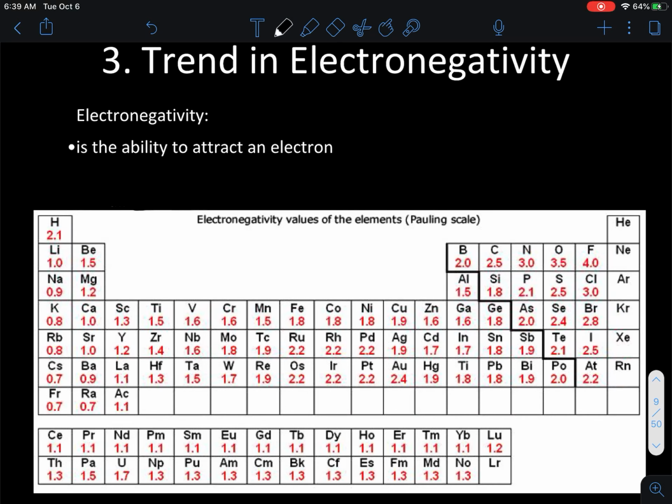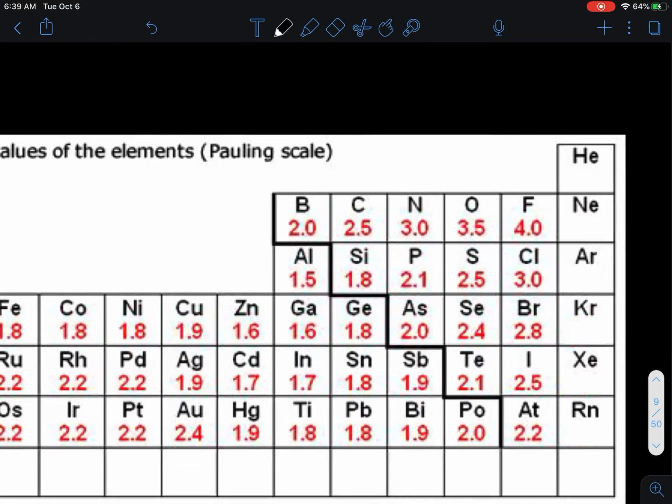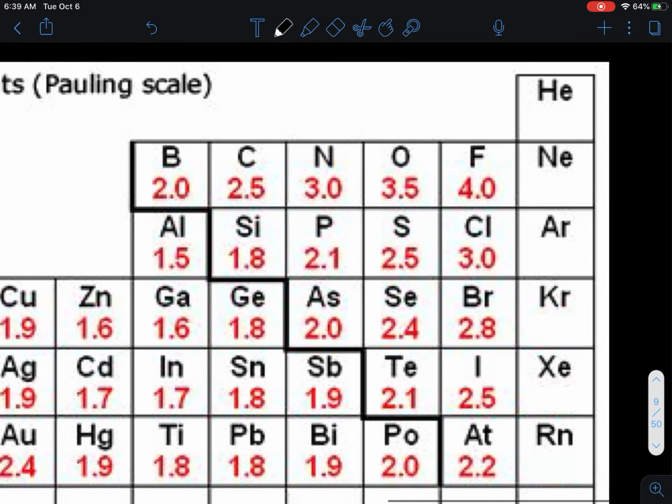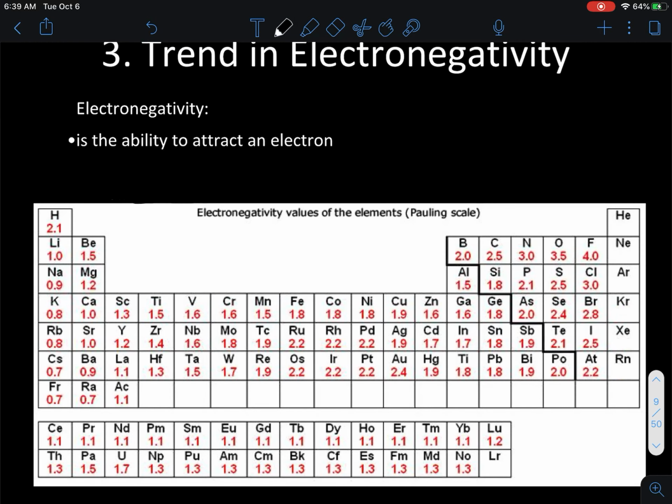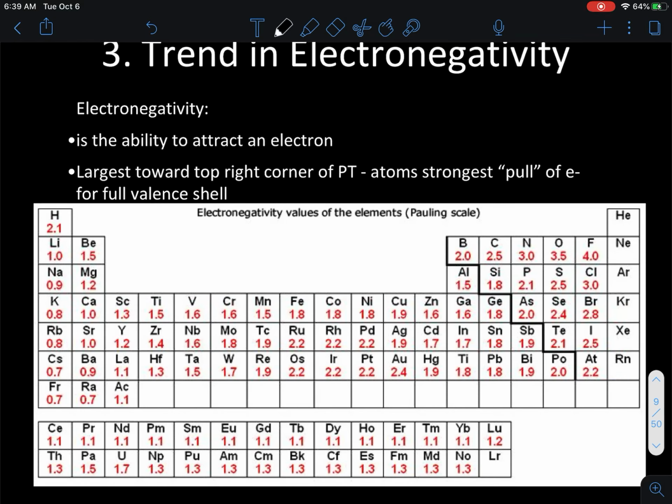And so if you're looking, there's a bunch of numbers on this periodic table. There are no numbers for the noble gases, which is that very right side family. You'll notice that all these elements have full valence shells, so they're not going to be attracting electrons in any way. And then you have the lowest numbers on the bottom left, highest numbers on the top right, not including the noble gases. So electronegativity is the tendency to pull electrons, and it would look like fluorine would have the strongest pull of electrons.